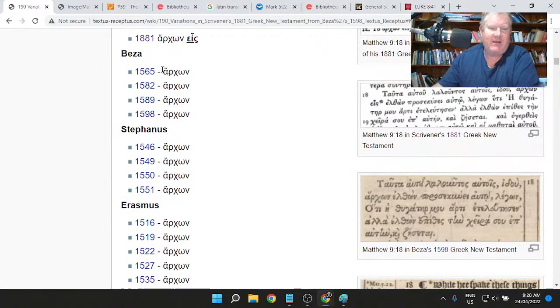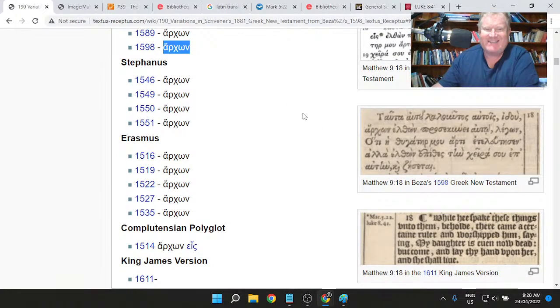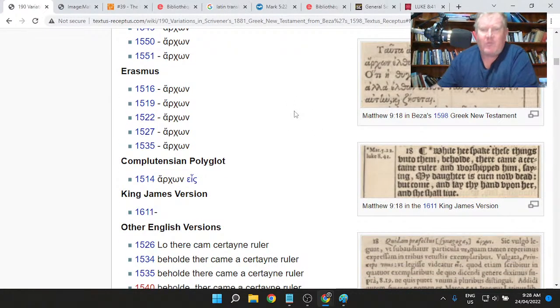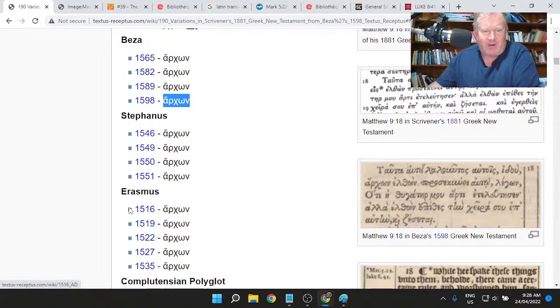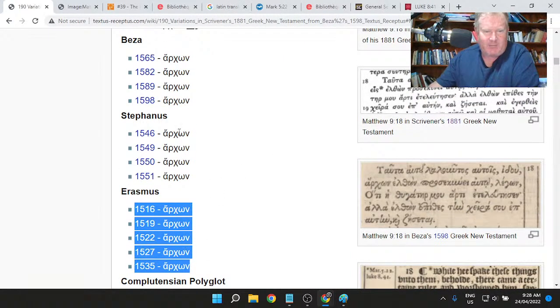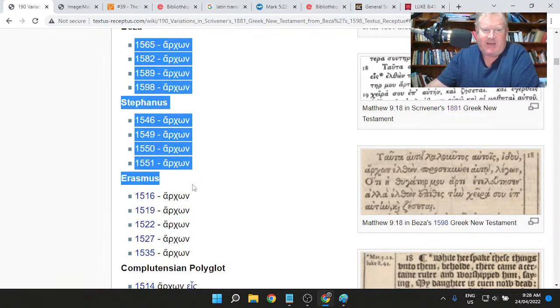In a sense, I'm saying they followed the 1598 of Theodore Beza, and this certain ruler is included in that. How do we know that? Well, we can see. I've actually done these upside down. I probably need to go from 1516 all the way up. I've gone the opposite way than I usually do. Probably didn't have a coffee that day, but you can see the archon, that's basically the TR reading.